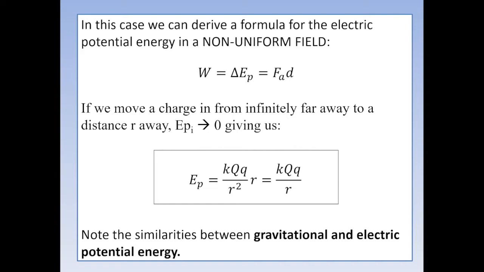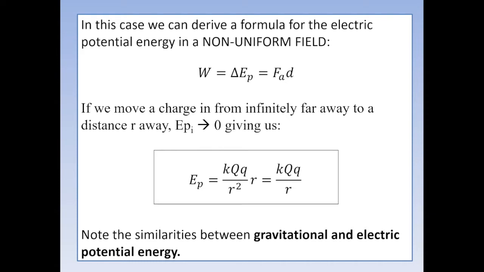So what do we do now? Well, in the case of a point charge, we know that no matter where we move it in the field, as long as we're moving it in a radial direction, that distance is going to be the distance away. The applied force in this case is going to be the electrostatic force between the charge that's producing the electric field and the charge that we're moving itself. And so what we get is an equation where the potential energy is equal to kQq over r squared times the distance, which in this case is r.